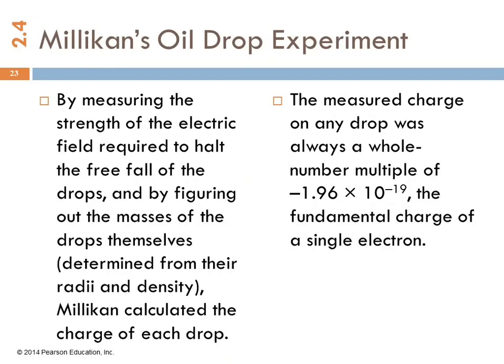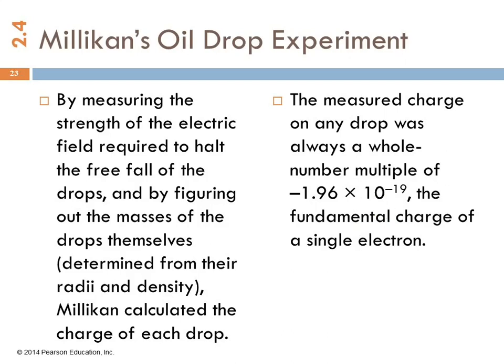So he would measure the strength of the electric field required to halt the free fall of the drops. And he could figure out the masses of the drops themselves by measuring their radius and the density, and then he could calculate the charge on each drop. And what he found was, the drops were different sizes, of course, but the measured charge on any drop was always a whole number multiple of minus 1.96 times 10 to the minus 19.